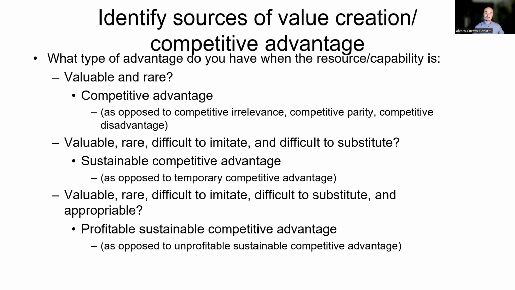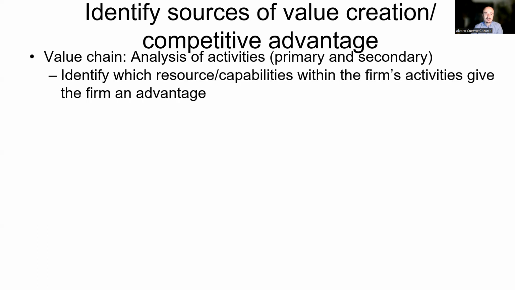With this, these are the conditions. How do we apply this? How do we go deeper into it? There's another tool, the value chain. And this is just an explanation of how activities are created. Within the activities, we are going to locate resources and capabilities to try to identify which of them are going to be the source of advantage.